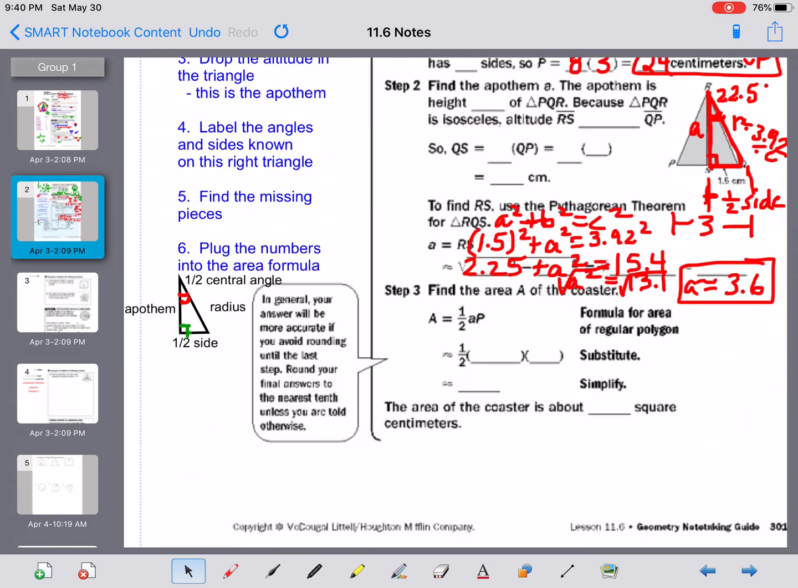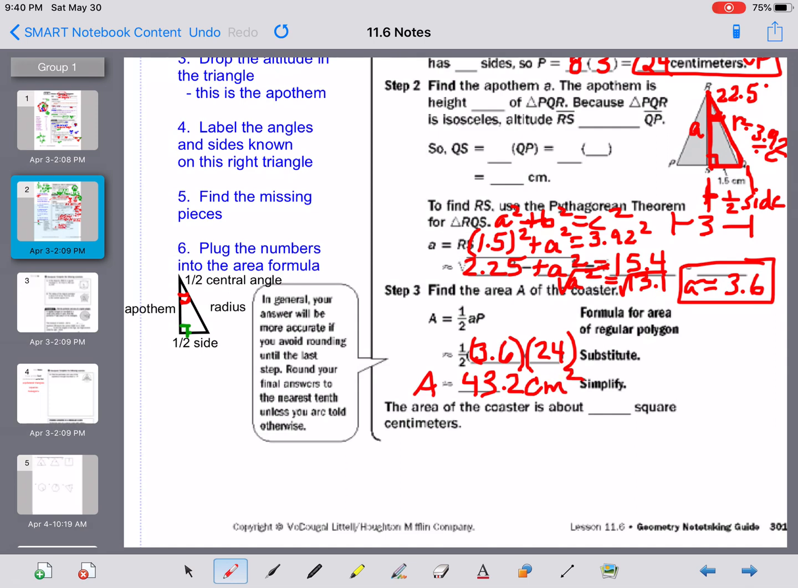Area equals 1/2 apothem times perimeter. So we have 1/2. We plug in our apothem of 3.6. We plug in our perimeter of 24. And remember, what this is doing is taking all those triangles. There were 8 of them in this octagon. It's finding all their areas together at the exact same time, since they all had the exact same base and they all had the exact same altitude or apothem. And we get an area when we run these numbers through of about 43.2. And that will be centimeters squared because it's area.